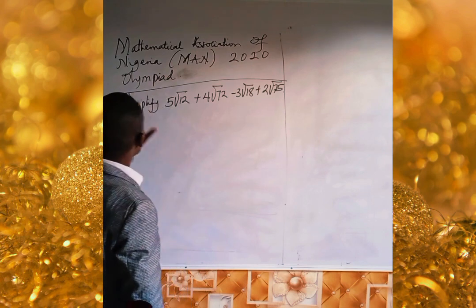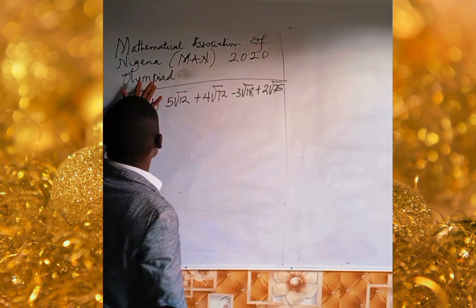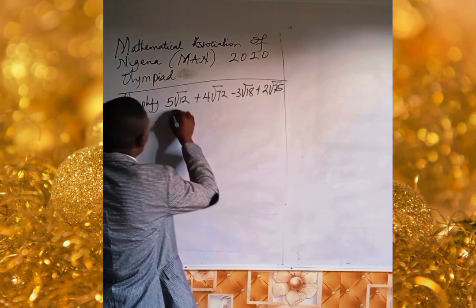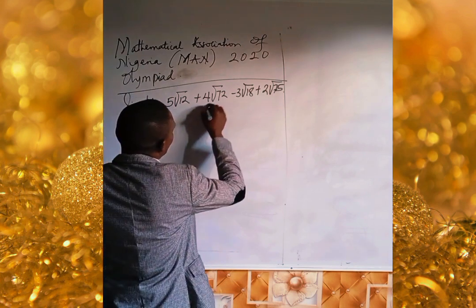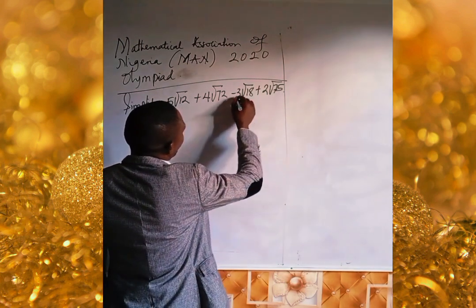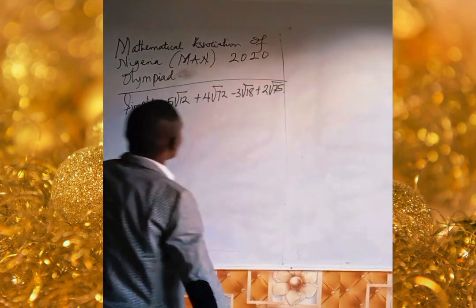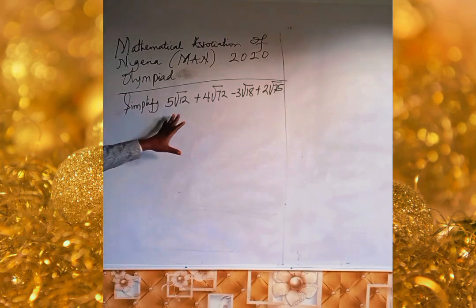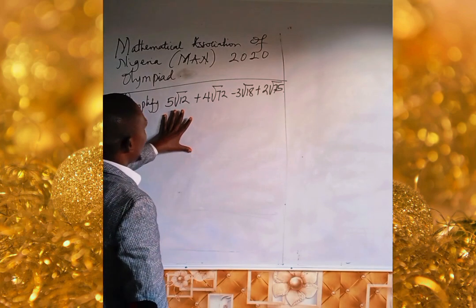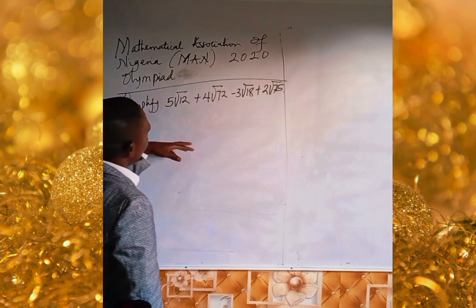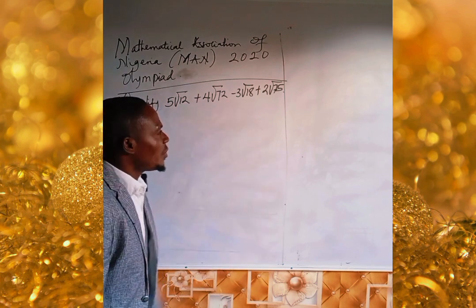Please, this is the MAN 2020 Olympiad competition. They said to simplify 5 root 12 plus 4 root 72 minus 3 root 18 plus 2 root 75. This question is from a subtopic of SODs, addition and subtraction of SODs.